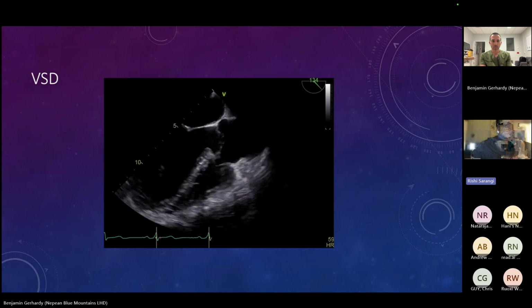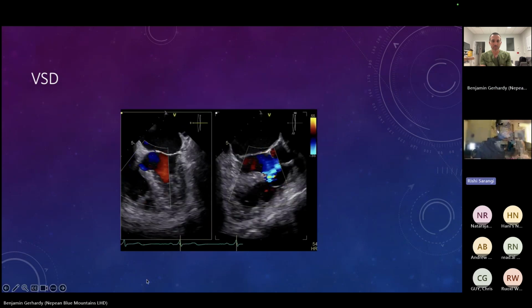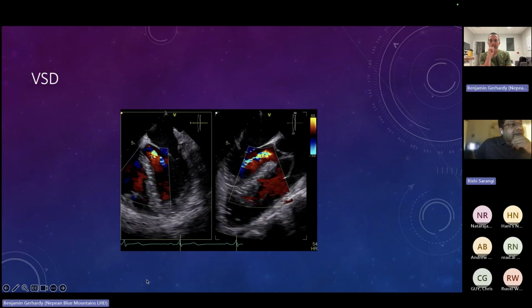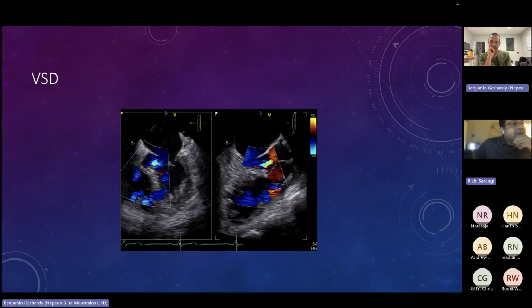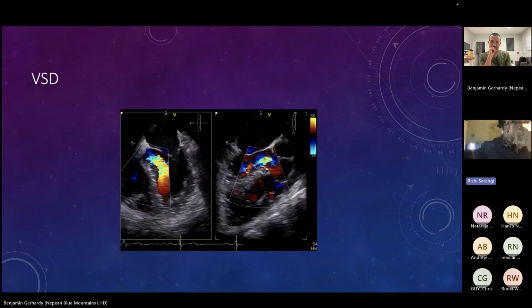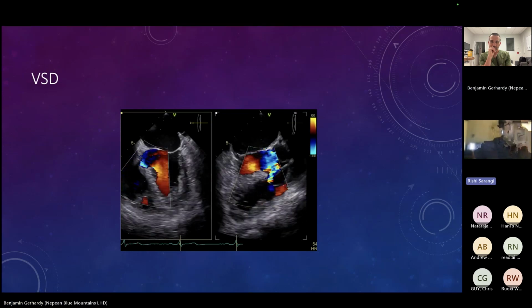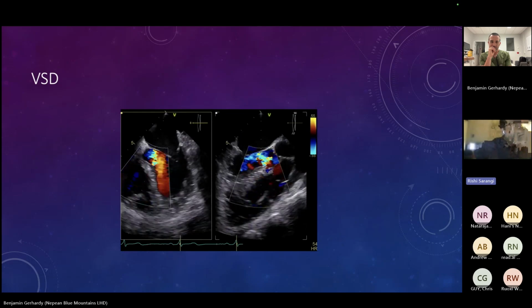I might have that for you. Can you see a pulmonary valve? I can't see it properly. There you go. Yeah, there's color in. So there is a membranous ventricular septal defect with associated hypertrophy of the right ventricle. There's a prominent moderator band.